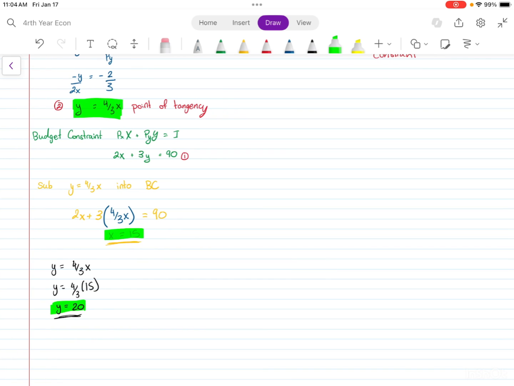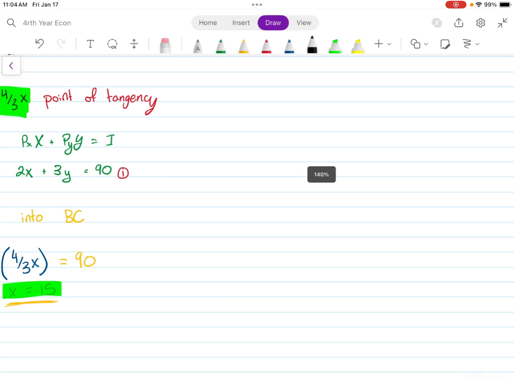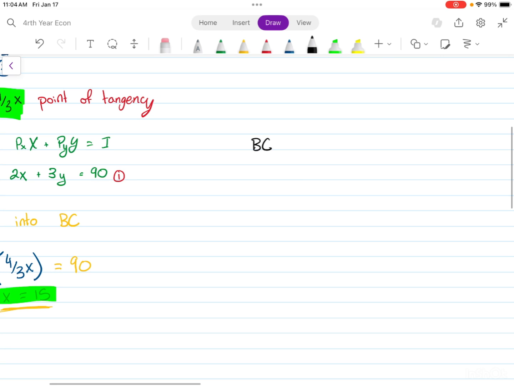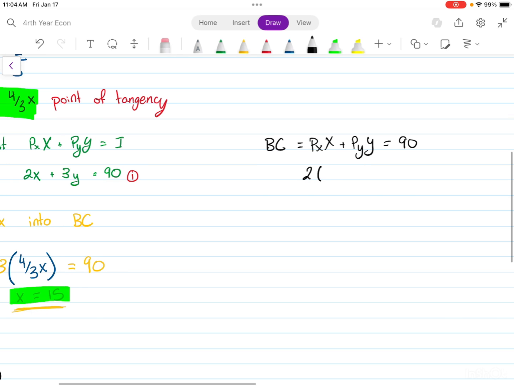If you want to double check that these numbers are correct, we can substitute them back into our budget constraint and see if both sides equal each other. Let's do that real quick. So we have our budget constraint formula right here, and we just substitute everything in. We have the price of x, which is 2, value of x, which is 15, price of y, which is 3, value of y, which is 20. And we can see that both sides equal 90.